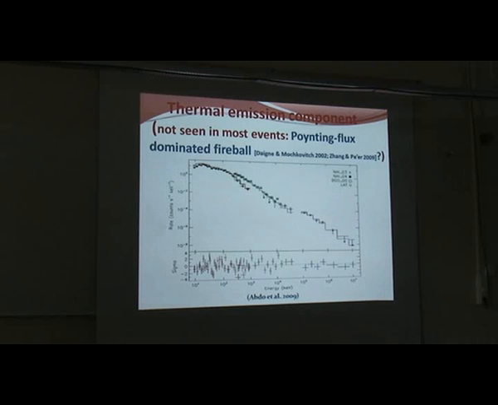Particularly for the recent burst, GRB 080916C, this spectrum is a perfect Band spectrum in the energy range 10 keV to 10 GeV. No evidence for a thermal component. Some also, Zhang and Pe'er argued that the outflow should be Poynting flux dominated. I think I agree with them, so I'd like to take this as a possible evidence of the Poynting flux dominated fireball.